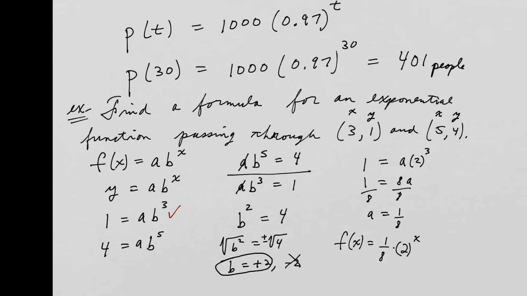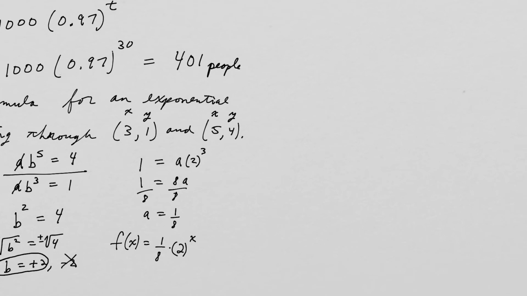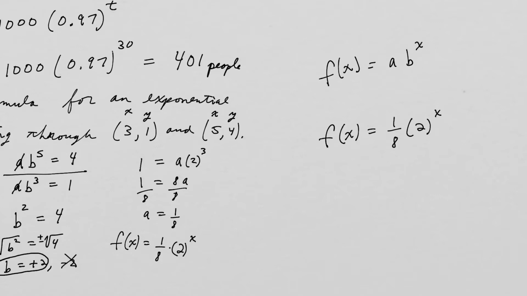By the way, if I write this in the other form, let me go to the next page. Actually, here, I'll go over to the right here. So I have f of x is equal to 1/8 times 2 to the x, and so I have it written in this form, f of x equals a b to the x. What if I write this in the other form, f of x equals a times 1 plus r to the x? They should be equivalent, right?